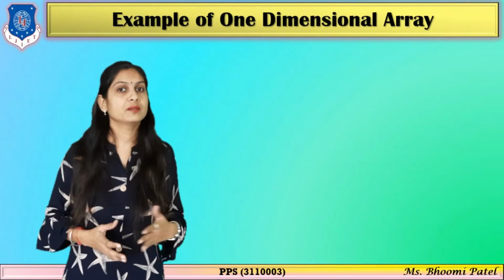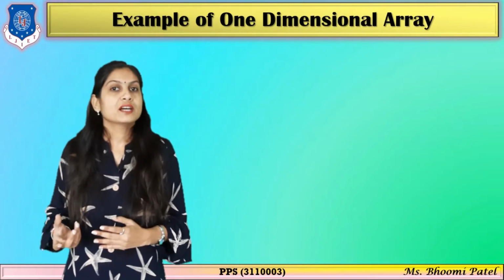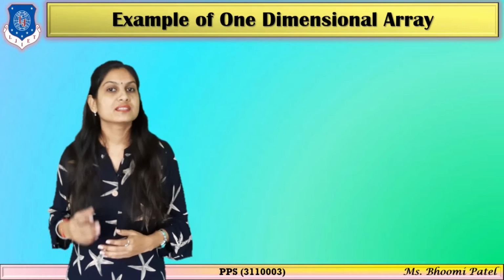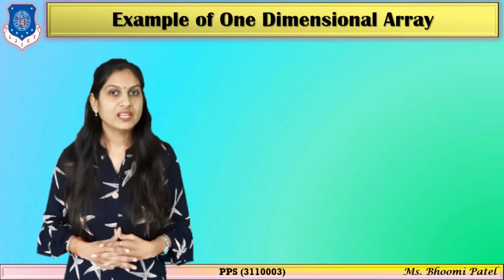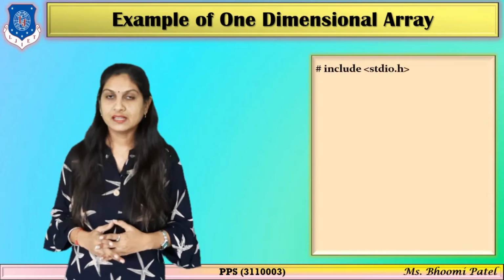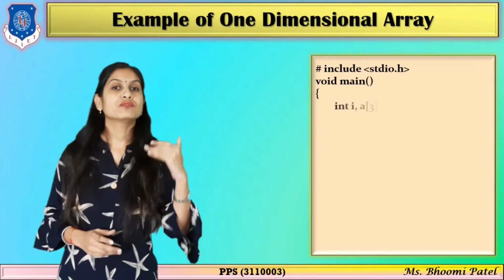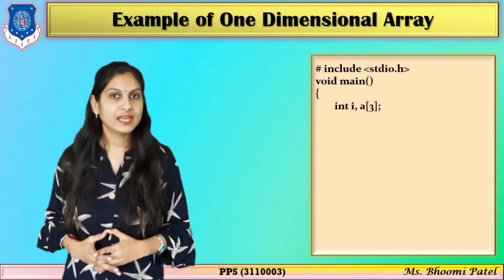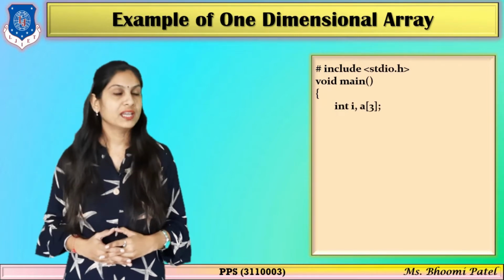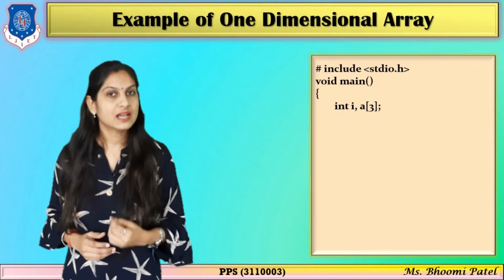Now let's understand better with a simple example to read the data from the user for a one-dimensional array and print the same data using a one-dimensional array. So first we have to include our header file, that is stdio.h. Then in void main we have to write the declaration of the array, that is int a[3]. Here I am using the same, and for a for loop a second variable is needed, that is i.